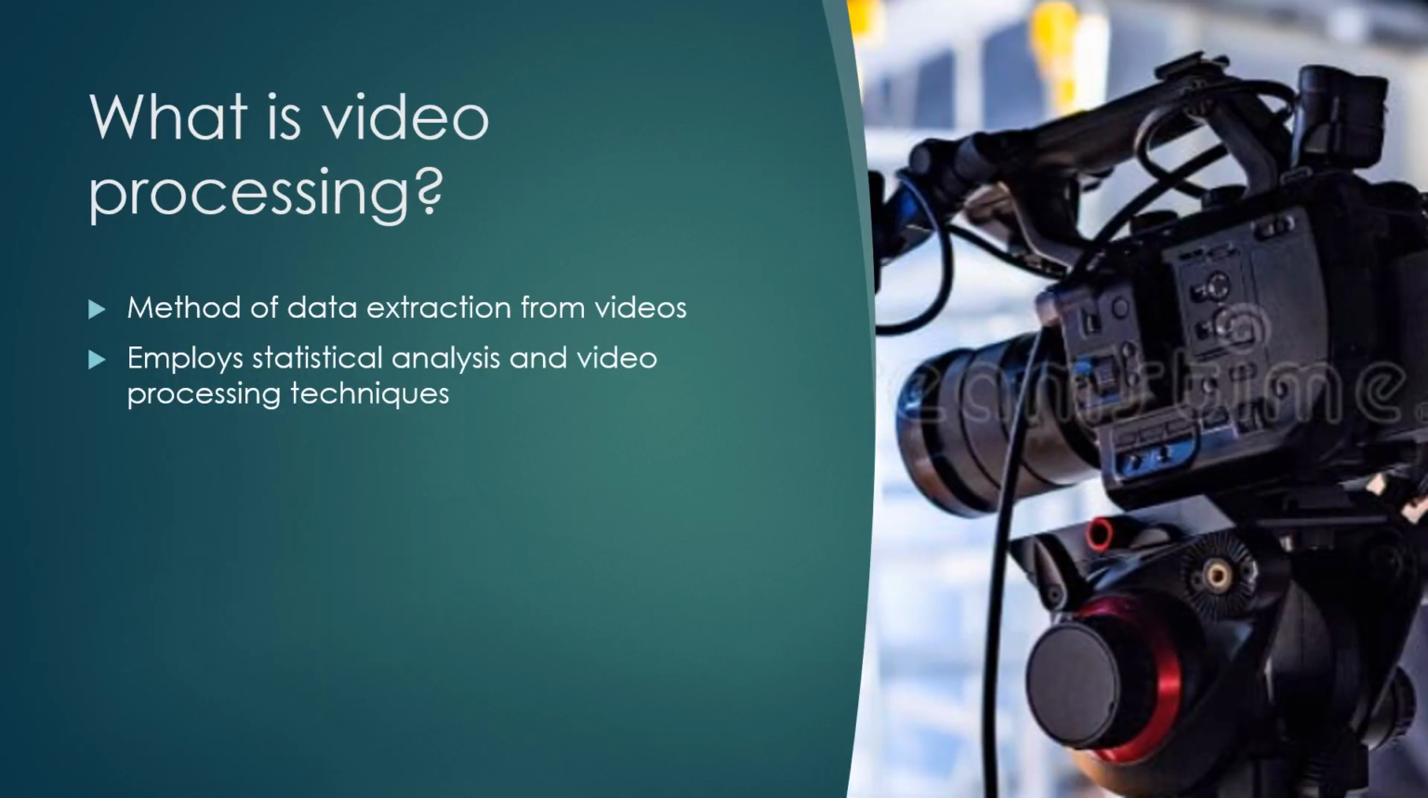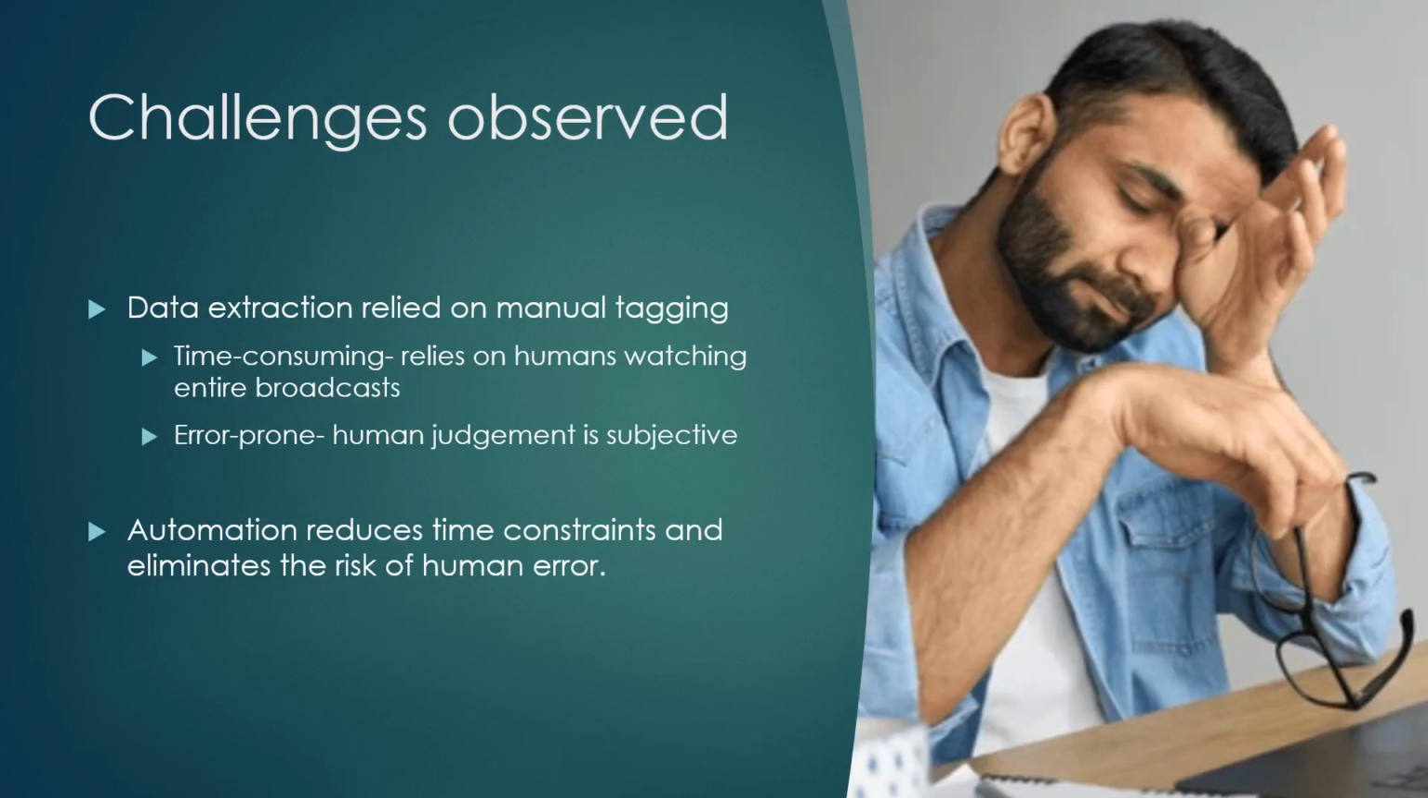What is video processing? Video processing serves as a means of extracting relevant information from video content. Instead of relying solely on manual methods, video processing automates the analysis and interpretation of visual data. Video processing employs statistical methods to make sense of the complex visual information. Various techniques are employed in video processing to enhance and manipulate the visual data, such as filtering, segmentation, and feature extraction.